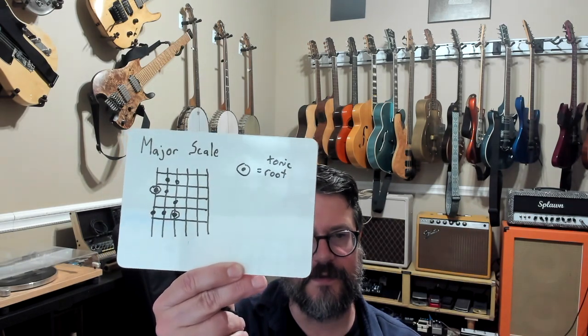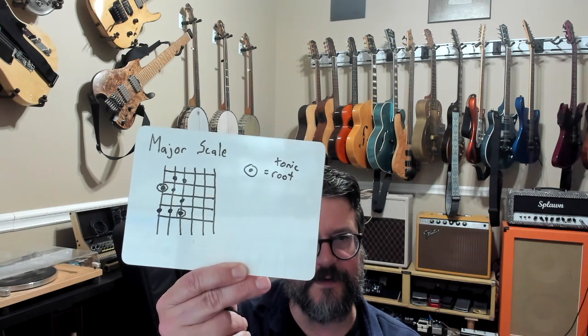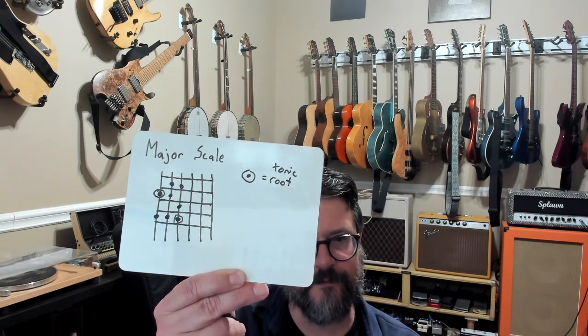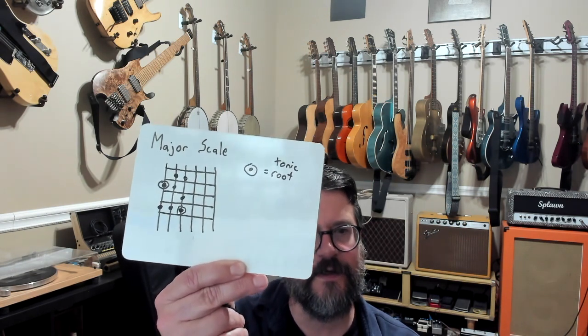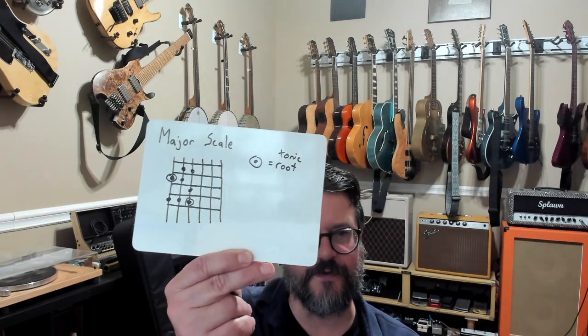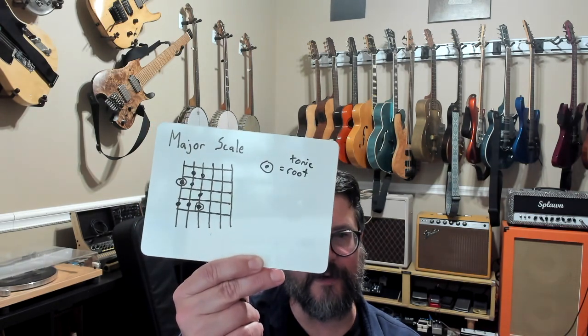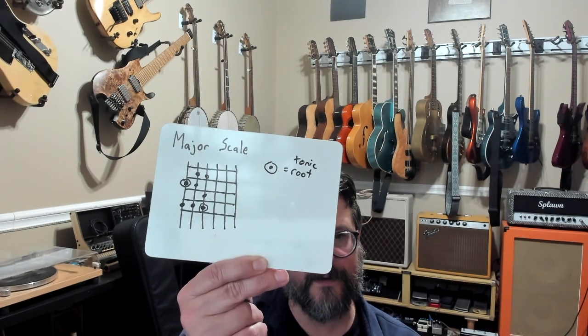So we have our root, our tonic root. If we're playing a G major scale, that would be a G. If we're playing a C major scale, that would be a C. That's the key tone in the scale, and it's what we name it after. And we can think about that being the center of the melody line.